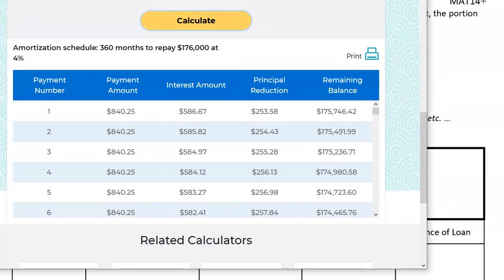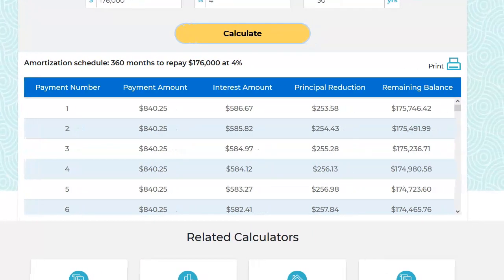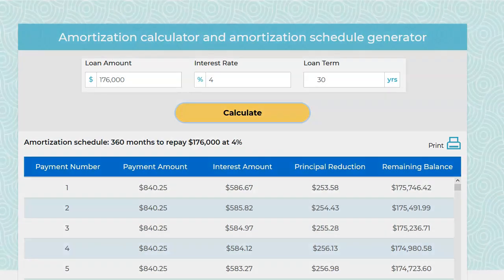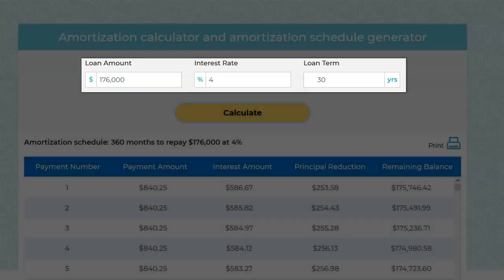Now, this is just one that I found online. There's lots online. You just have to look around for one that you like the best. And I put in our loan amount of $176,000, not the price of the house, because we're putting down a down payment. So the loan amount is actually $176,000. The interest rate is 4%, and this is going to be a 30-year loan.